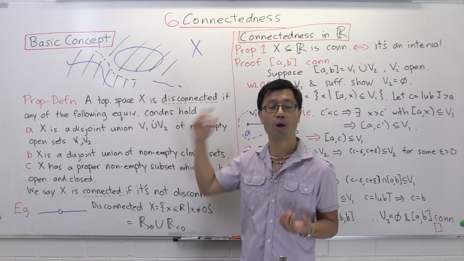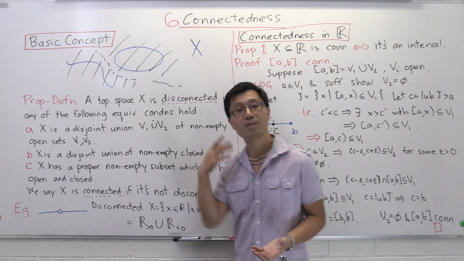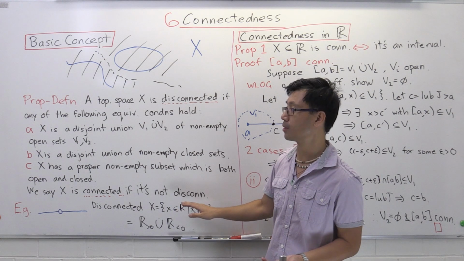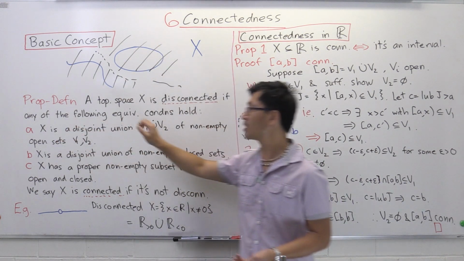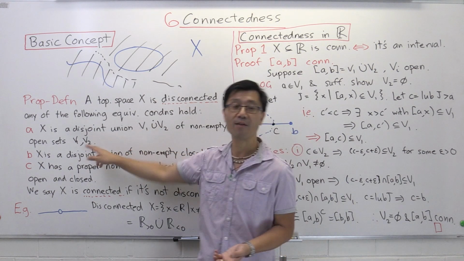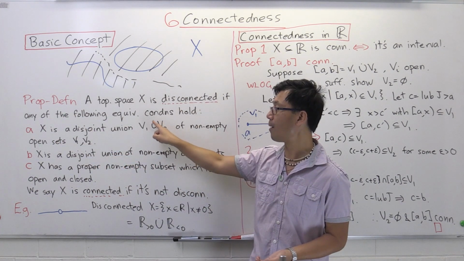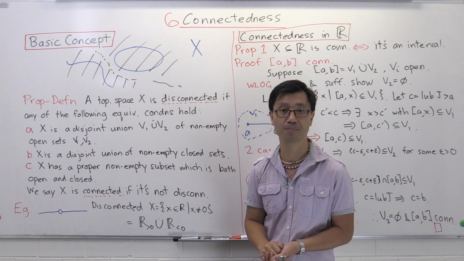Suppose we're just given a topological space X here. When do we say it's disconnected? We'll say it's disconnected if any of these three equivalent conditions hold. The first one is suggested by this example here. X is the disjoint union of V1 and V2, where V1 and V2 are open sets of X. The dot above the union means that it's disjoint, so V1 intersect V2 is the empty set.